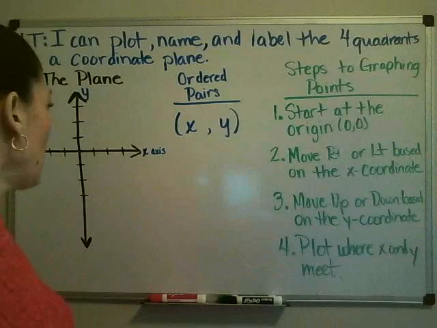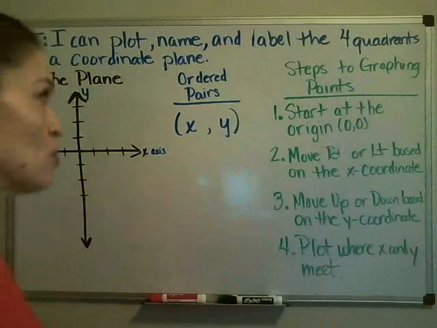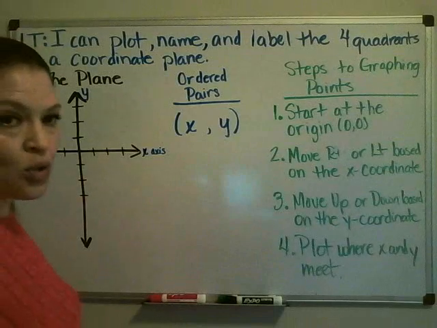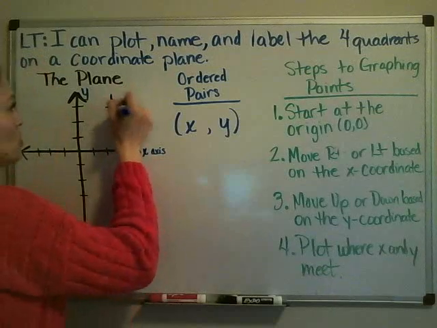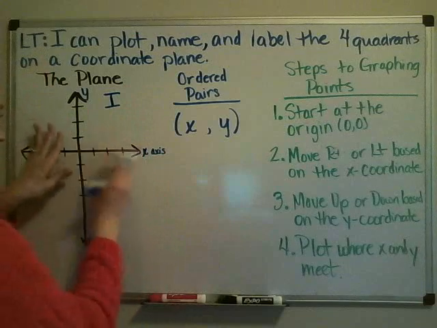Now, the quadrants are typically written in Roman numerals, so the quadrant that you studied in elementary school was quadrant number 1. Okay, and that was all positive numbers, right?